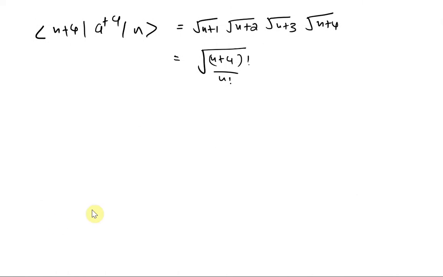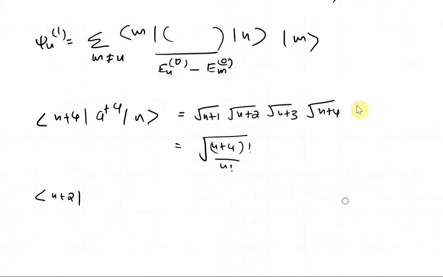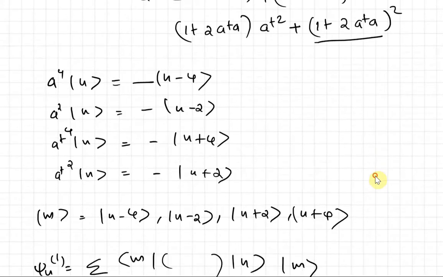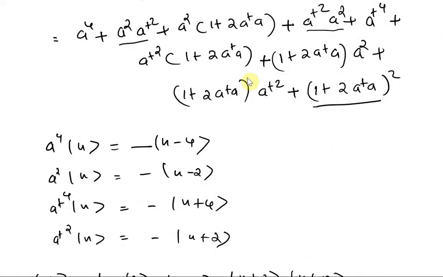which is n plus 2. The term corresponds to a dagger square terms. So a dagger square here, this is a square. This is not having any particular, a dagger and a both are there. So yeah, a dagger square terms: one is this a dagger square into 1 plus 2 a dagger a, and also this term. So these are the two terms which are having an a dagger square operation.